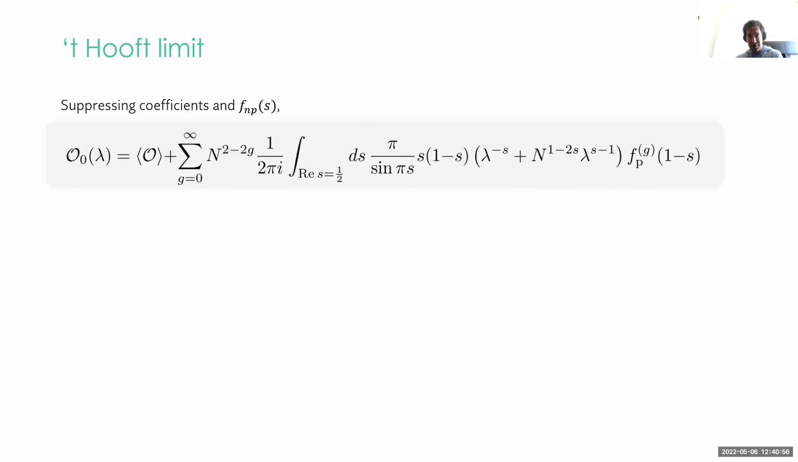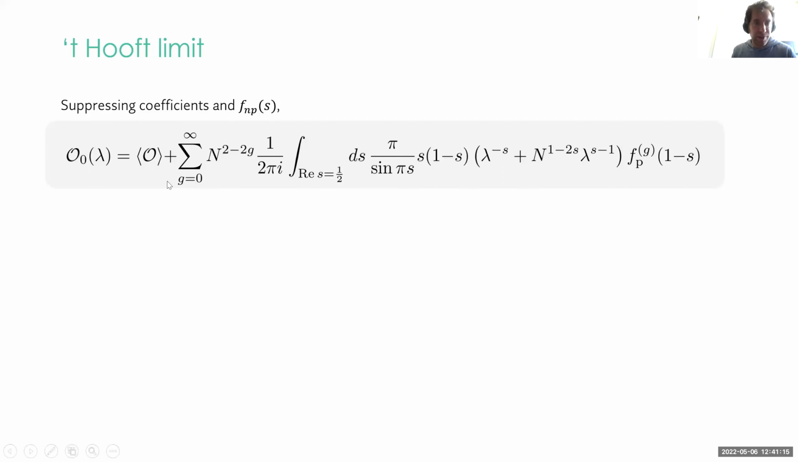I'm suppressing some coefficients just to make the physics clear. And I am turning off this NP part of the overlap. So we just have an observable like the integrated correlator, say, where the Eisenstein overlap is especially simple. Okay, so there's no non-perturbative corrections of that sort.